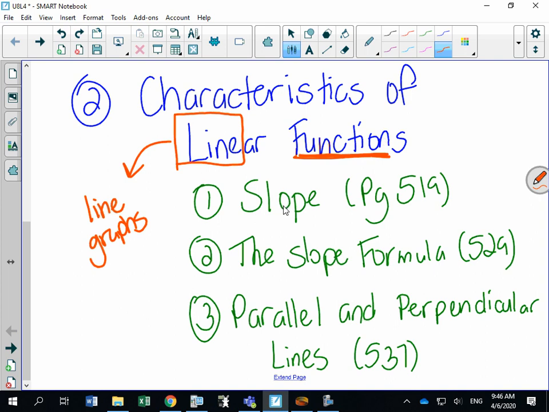There's going to be 3 lessons. So this lesson is going to be on slope, which is page 519 in your workbook. And then we'll do the slope formula. And last, we'll look at parallel and perpendicular lines. Okay, so this is sort of what's remaining in the unit.